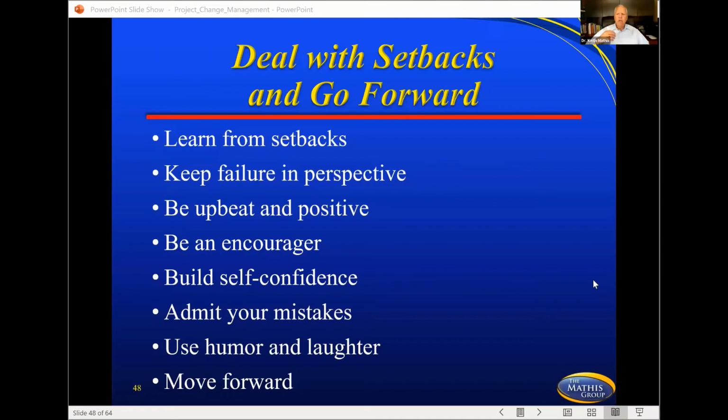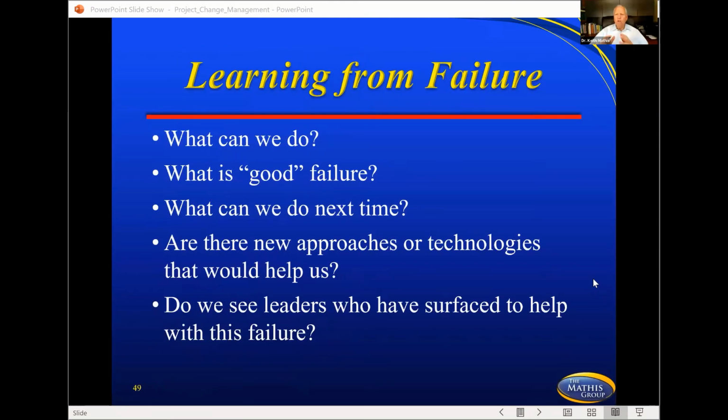Build self-confidence. If you mess up, admit your mistake. If you didn't hear something right, made a decision, or were missing a piece of information, all of those are part of project management at times. Use humor and laughter at times. Your people need to laugh and move forward. The goal in project management is to inch that project forward at all times. Now, if we're trying to learn from failure, that means what can we do? In other words, if I can't do this, or we can't accomplish this, then what can I do? Because you're trying to inch it forward.